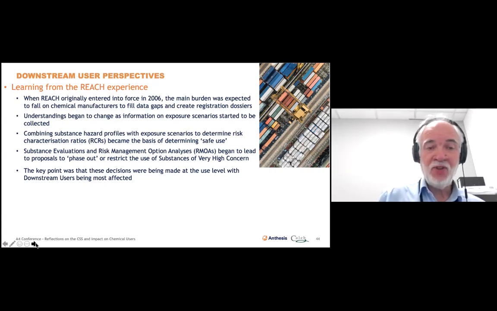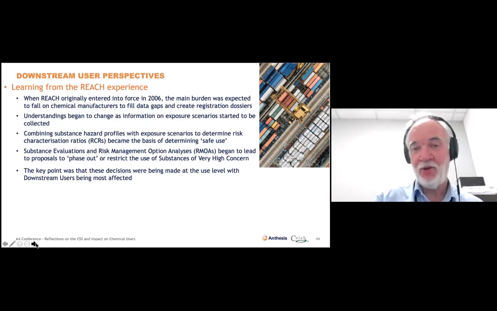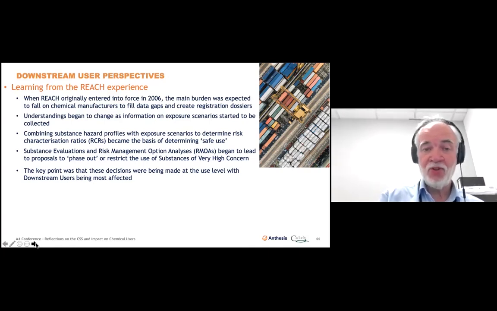We then have moved into substance evaluation processes and risk management option analyses, which are essentially being triggered by the substances of very high concern and what the next regulatory action might be, which would come either to a phase out process with an authorization, with a sunset date, but an authorization option, or a restriction in various uses. So again, this was beginning to affect the users much more, because in the end, it's the users who have to look for alternatives. The chemical industry might help, but if it's not in their supply chain or if the alternative is not in their remit, then they're less likely to be engaged in that. So this became much more involvement of the downstream users.